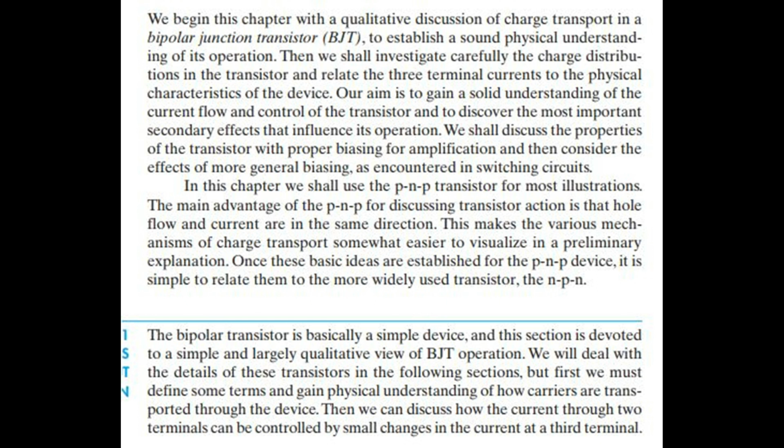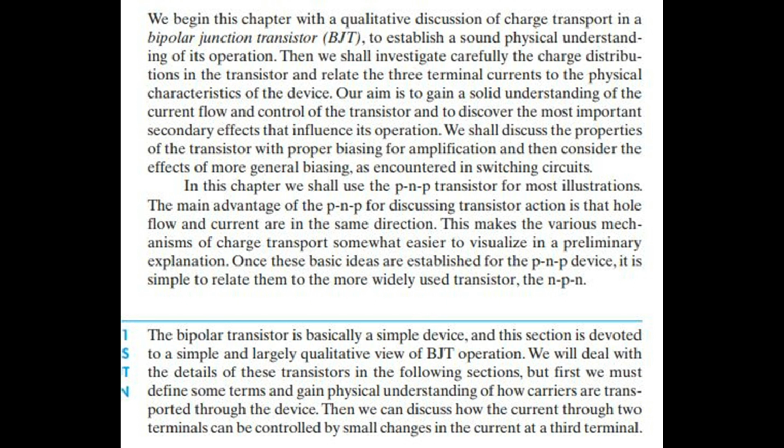Once these basic ideas are established for the PNP device, it is simple to relate them to the more widely used transistor, the NPN. The bipolar transistor is basically a simple device, and this section is devoted to a simple and largely qualitative view of BJT operation. We will deal with the details of these transistors in the following sections, but first we must define some terms and gain physical understanding of how carriers are transported through the device.